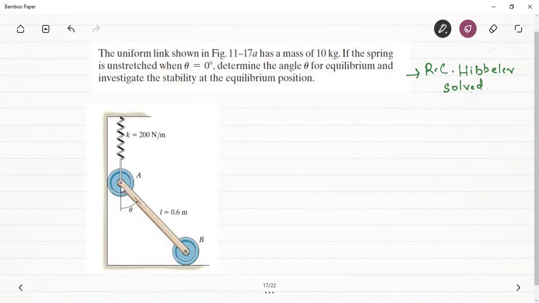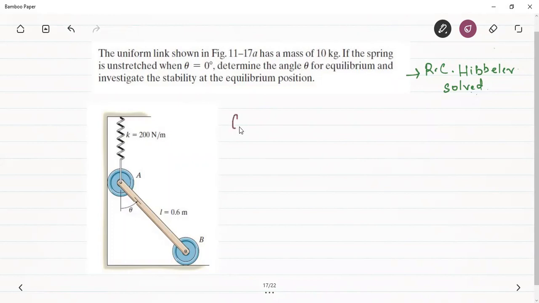One can see here there is a link AB in the form of a rod or a bar. Its mass is given as 10 kg and its length is equal to 0.6 meters. If the spring is unstretched when theta is equal to 0 degrees, determine the angle theta for equilibrium and investigate the stability at the equilibrium position.